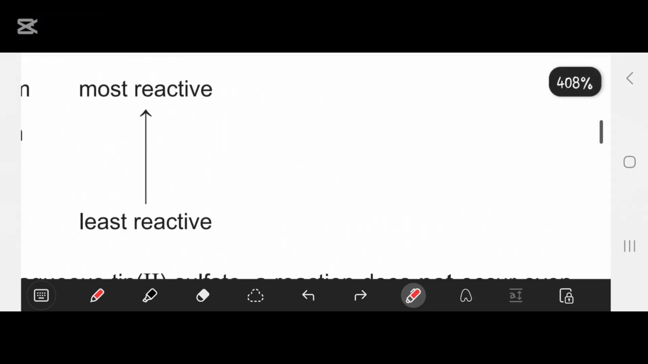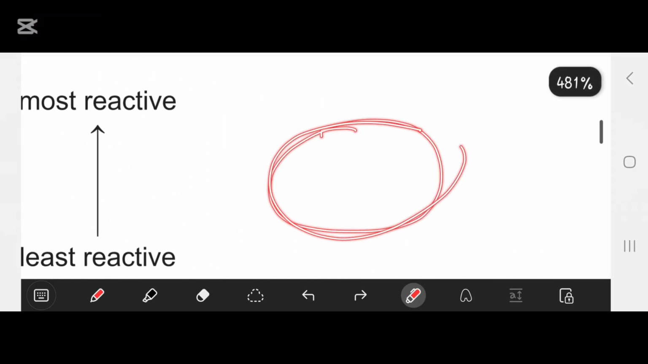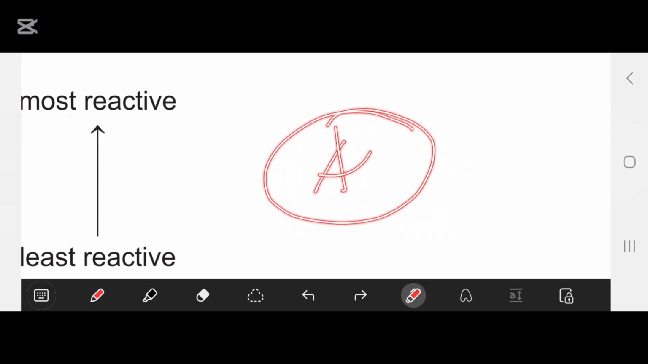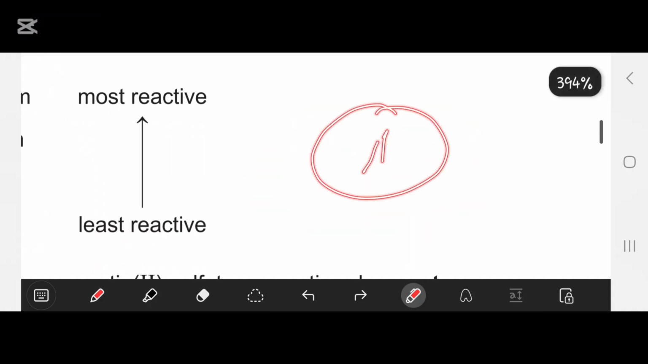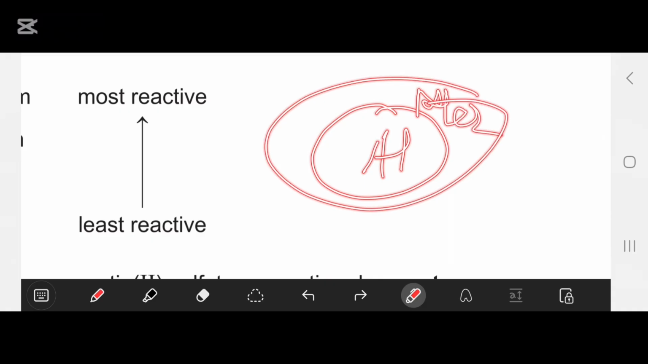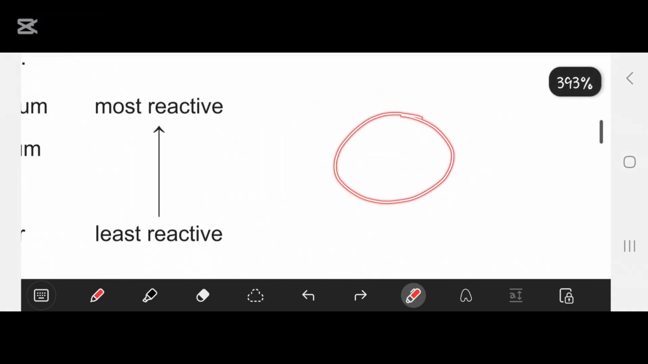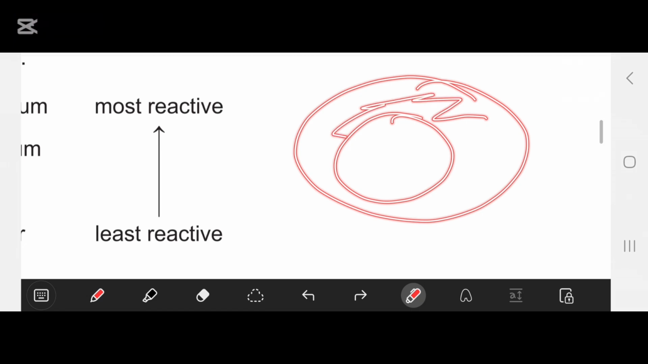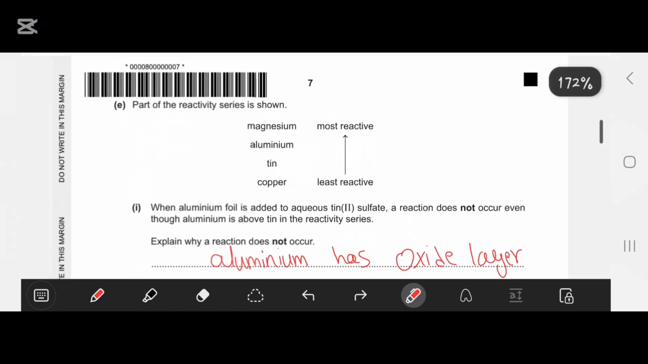What does this mean? When we have aluminum, it will naturally form an oxide layer, and the layer of the solid will be made of aluminum oxide. So here we will have aluminum, and from the outside we will have an aluminum oxide layer. This oxide layer is unreactive and it will prevent the aluminum from reacting with any other substance.